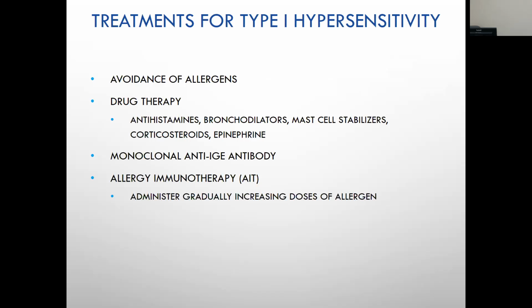We can use monoclonal anti-IgE antibody. We can go after that IgE, the IgE that has been sensitized by peanut allergen and is floating around. Then we can treat the patient with the anti-IgE. We can also use allergy immunotherapy: administer a gradual, increasing dose of the allergen even.